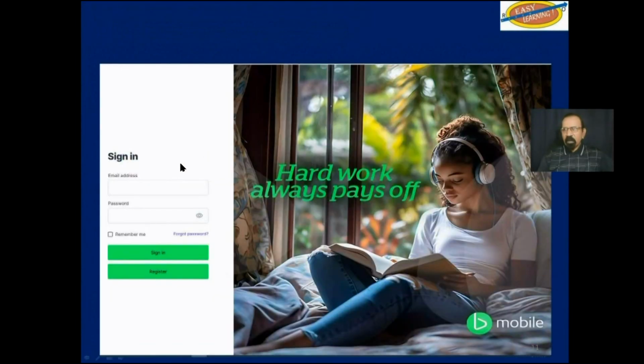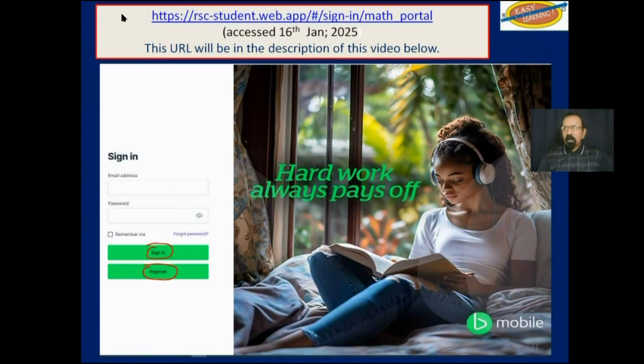So this is the home page. You will have to register first, and subsequently you would sign in. Again, this is the URL. I will post that URL in the description of this video, so it will be easy for you to get at this website.